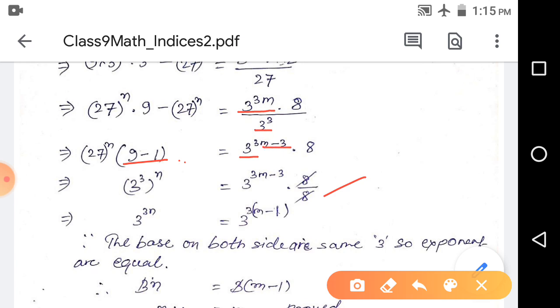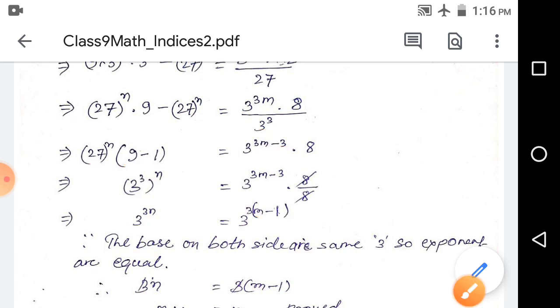Okay, as those are divided, so powers are subtracted. So here from this 3m minus 3 we have taken 3 common, and this becomes 3 to the power 3 whole into m minus 1. Okay, and here for this 27 we can write 3 to the power 3, and these powers are multiplied, 3 to the power 3n it is.